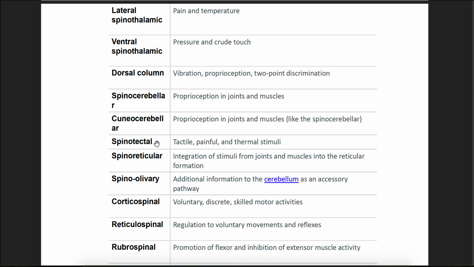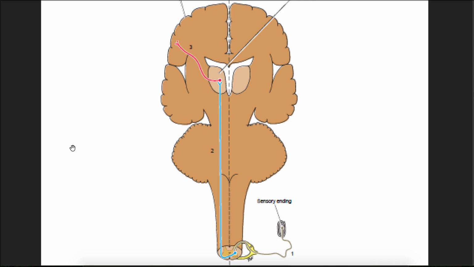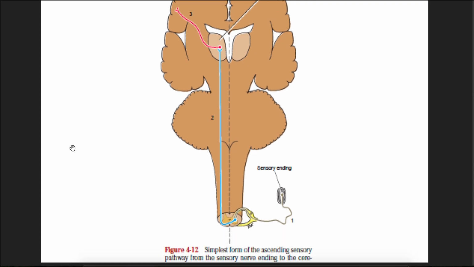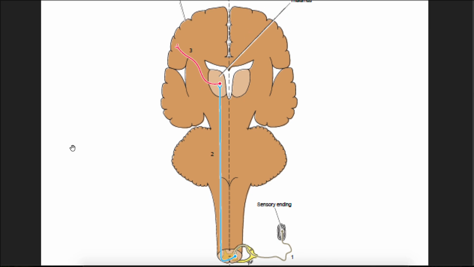Spinotectal, going from the spinal cord to the tectum of the midbrain, concerned with movement of head and eye to a stimulus. Spino-reticular into the reticular formation, spino-olivary into the cerebellum. Now we go to the descending tracts, but we are not going to talk about them. Now here I've got a diagram of a simple form of the ascending pathway tracts.